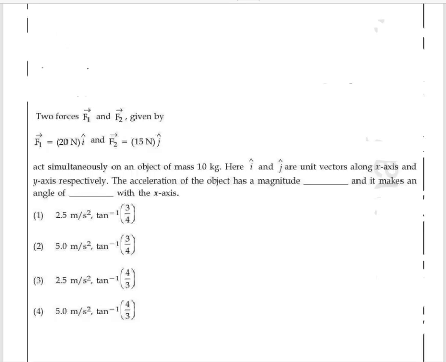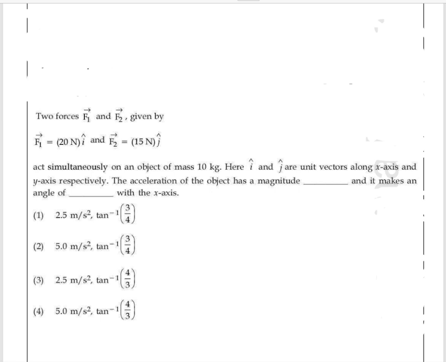So we'll go to the next question, which is saying that two forces F1 and F2 are given: F1 is 20 Newton in the i cap direction, meaning x-axis direction, and F2 is 15 Newton in the j cap direction, the y-axis direction, acting simultaneously on an object of mass 10 kg, where i and j are unit vectors along the x and y axis respectively. The acceleration of the object has a magnitude dash and it makes an angle dash. So we have to find the actual force acting on the object.